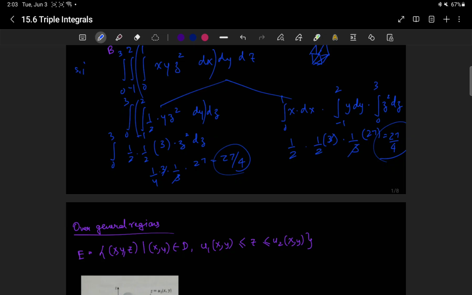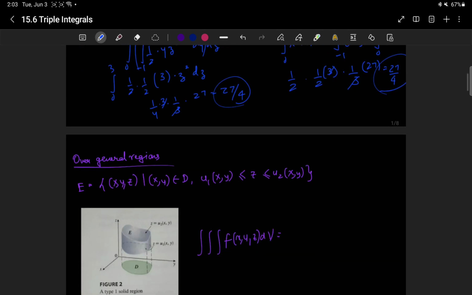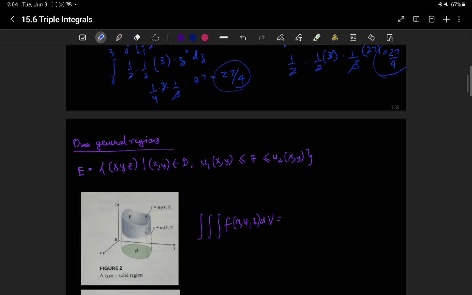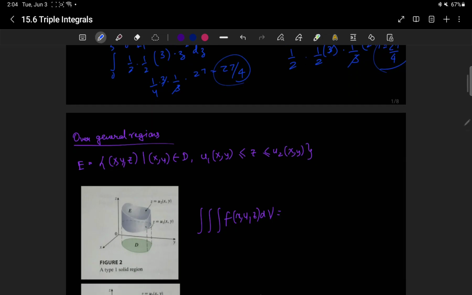You have a dx dy dz, a dx dz dy, a dy dx dz, a dy dz dx, and so on and so forth. Which means there will be 6 different ways of doing this. So let's start with the first one, which is called a type 1 solid region.